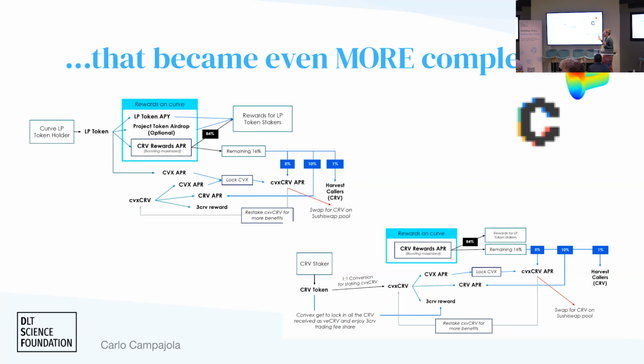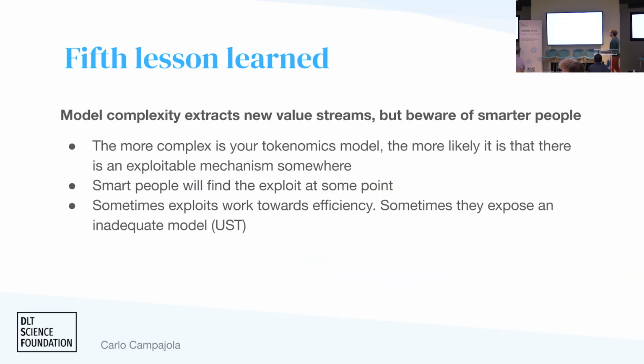Depending on whether you are a Curve liquidity pool token holder or a staker of Curve, the whole value proposition changes. But the key point here is that, yes, you may have a more complex tokenomic model to extract new value streams. For instance, Curve was doing that because they wanted liquidity providers to be able to tune what the rewards were in their own liquidity pools.